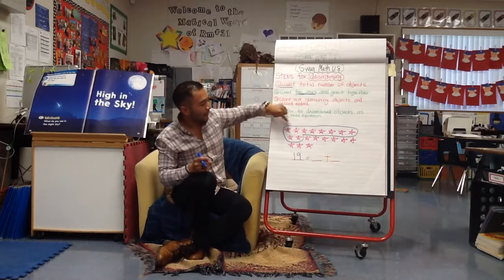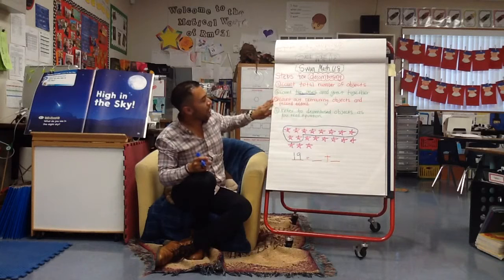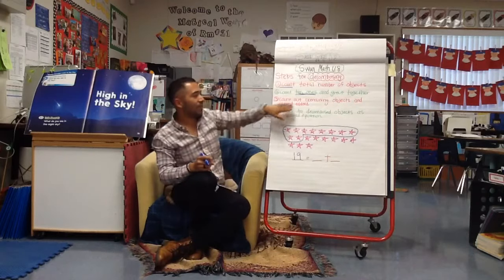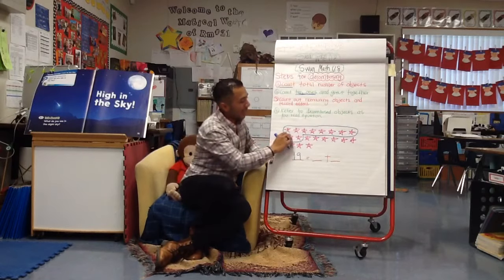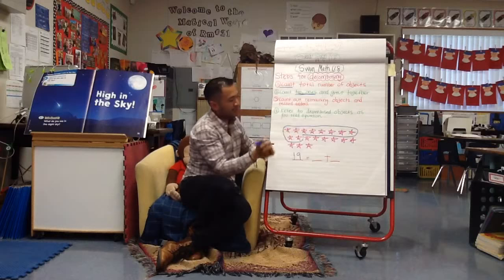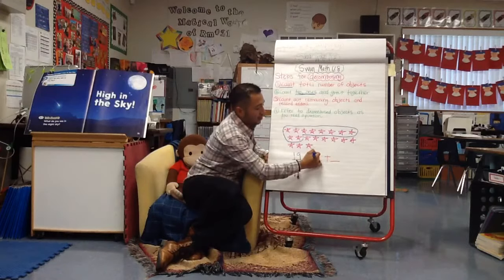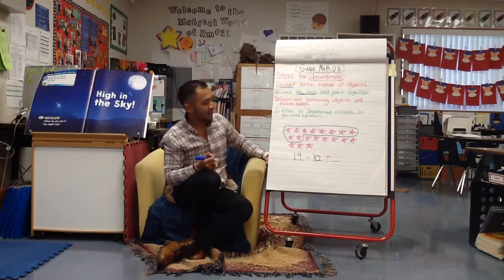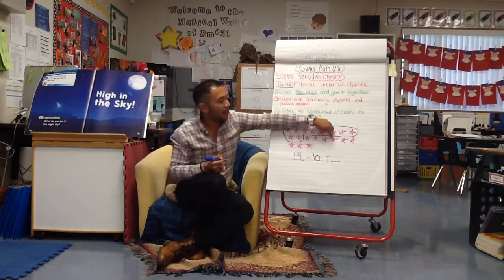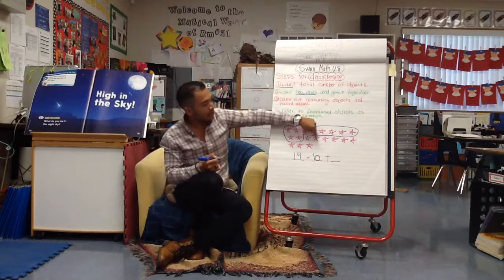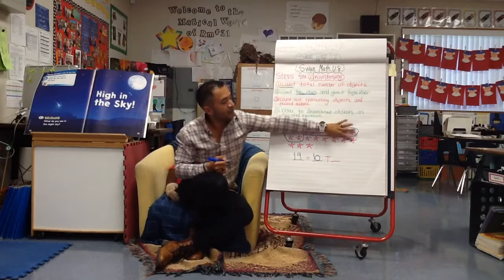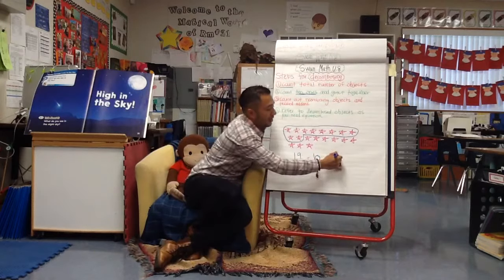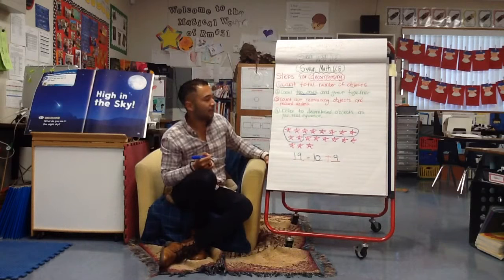Okay, so according to step number 3, it says count out the remaining objects and record the addend. So I know I have 10 right here. I have 10 in this group, boys and girls. So I am going to write 10 right over here. Okay. Next, I have to count the stars that were left over. 1, 2, 3, 4, 5, 6, 7, 8, 9. I go ahead, boys and girls, and I write the 9 for my second part.